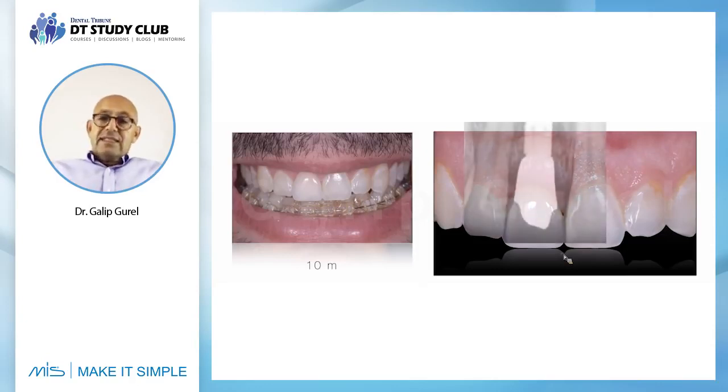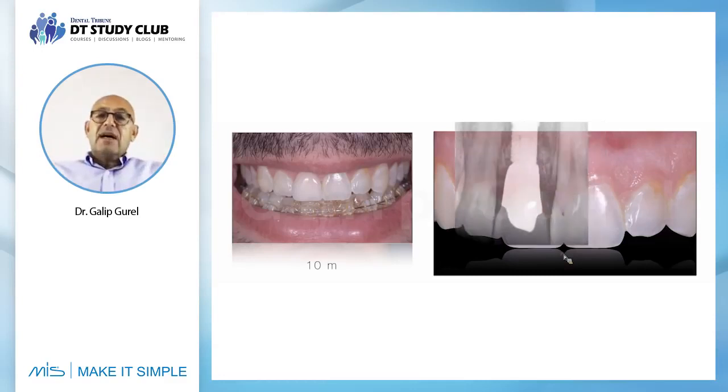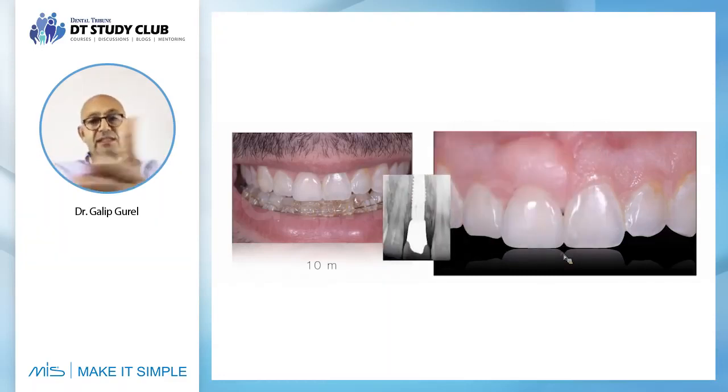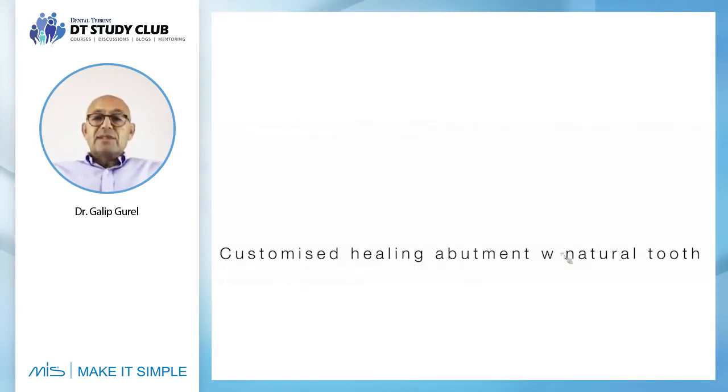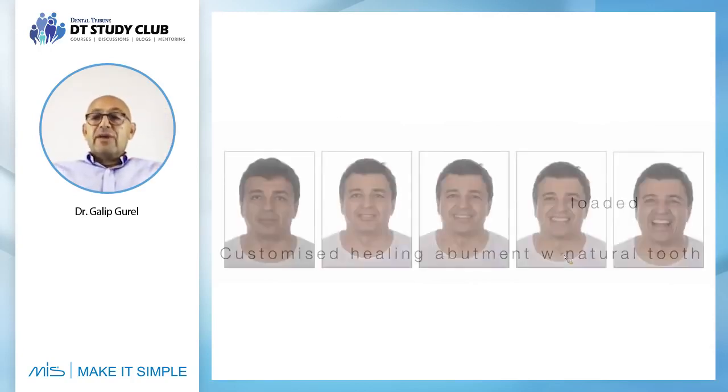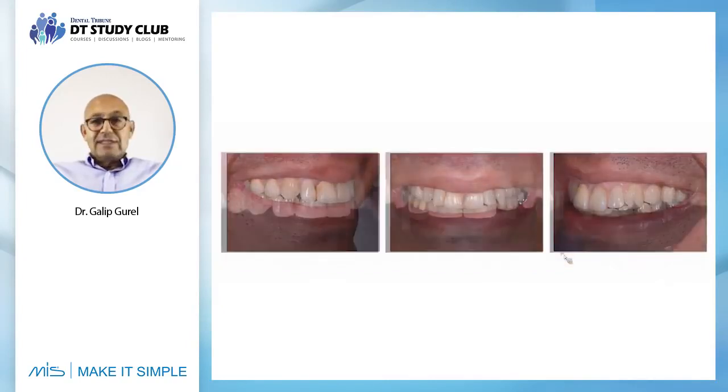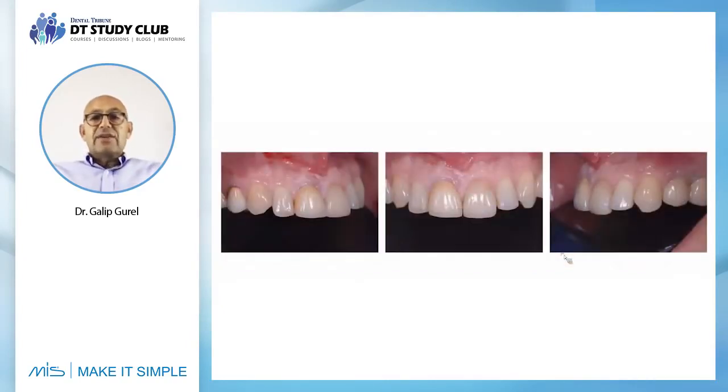Well, this is the abutment type, which is customized but unloaded. So these are the series that we follow. What about customized healing abutment with natural tooth, this time loaded? Well, again, another patient of ours, almost the same case. He had a crown on the right upper central.